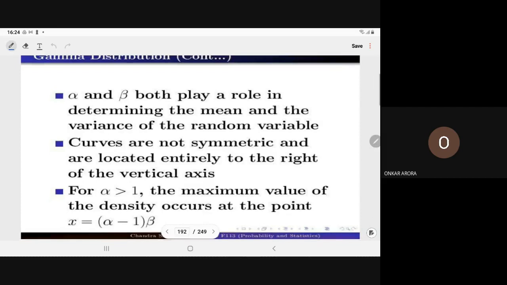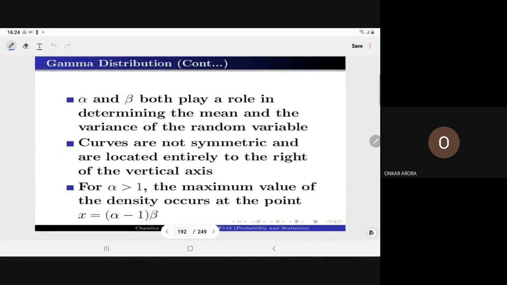So here are a few concluding points you can infer from the present study. Alpha and beta both play a role in determining the mean and variance of the random variable. Both are important, because the mean is alpha into beta, and the variance is alpha beta square. So alpha and beta both play a role in giving the value of the mean and variance.